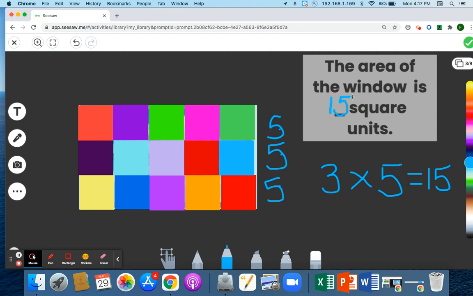So we can connect area of rectangles to arrays and multiplication.